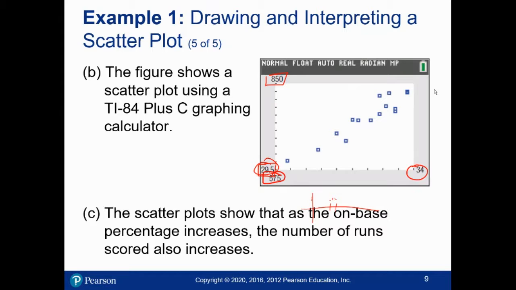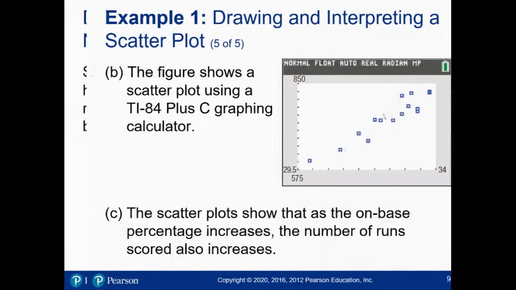Okay, as on-base percentage increases, the number of runs also increases. It's not a universal phenomenon. For example, if I look at these two data points, this team had a higher X coordinate, a higher on-base percentage, but a lower runs compared to this one back here. But overall, there is some sort of relationship that as on-base percentage increases, you expect runs to increase as well.